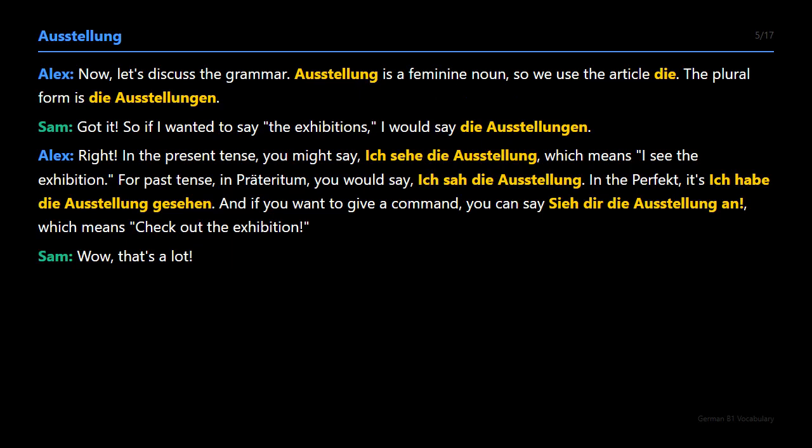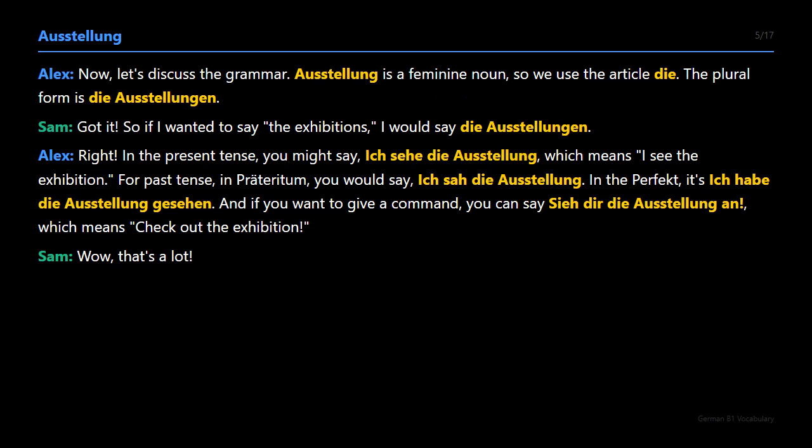Ausstellung is a feminine noun, so we use the article die. The plural form is die Ausstellungen. Got it. So if I wanted to say "the exhibitions," I would say die Ausstellungen.